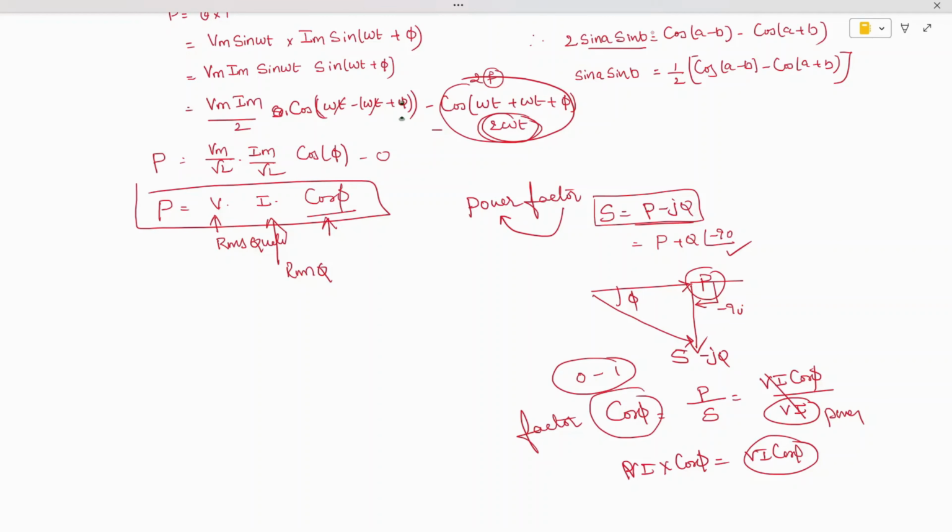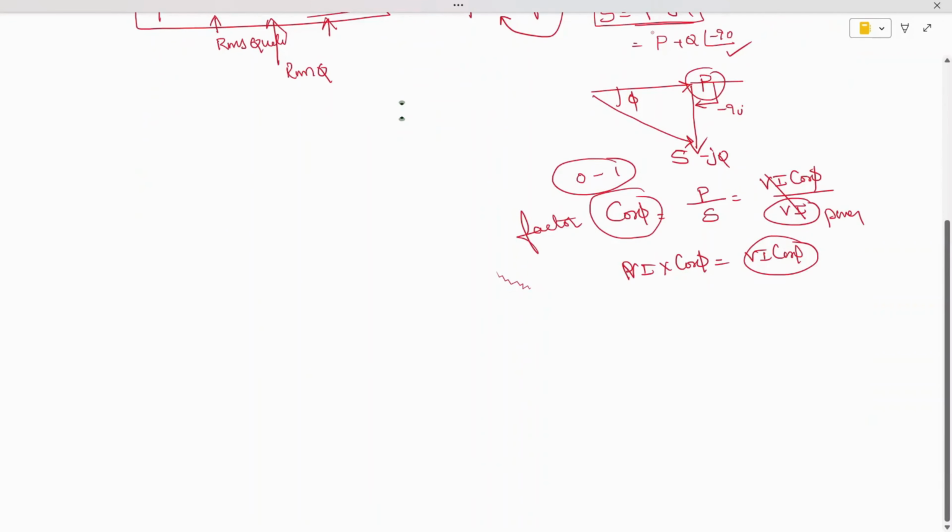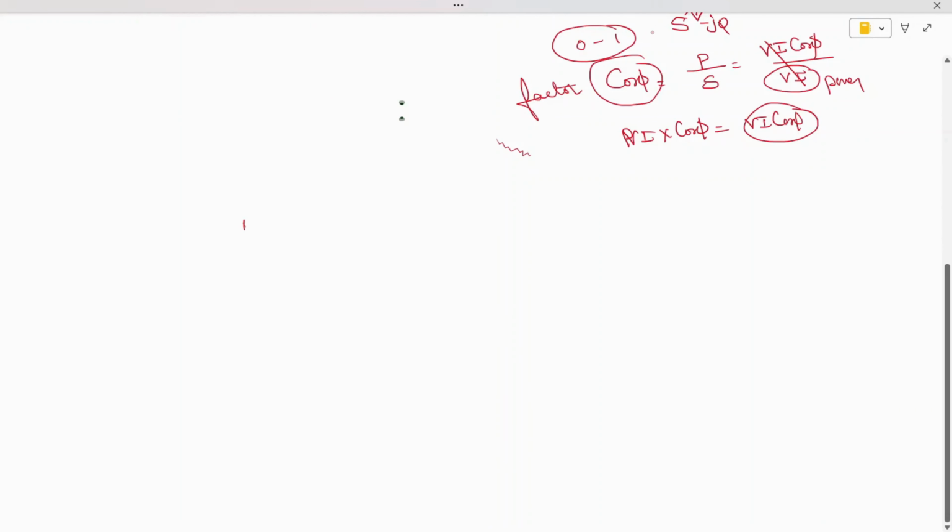Now let us try to draw the phasor diagrams for instantaneous voltage and current in a series RC circuit. These are the waveforms of how to draw instantaneous voltage and instantaneous current across an RC circuit. The instantaneous voltage is given by the formula Vm sine omega t, and instantaneous current is given by the formula Im sine (omega t plus phi). So this phi indicates a positive angle.